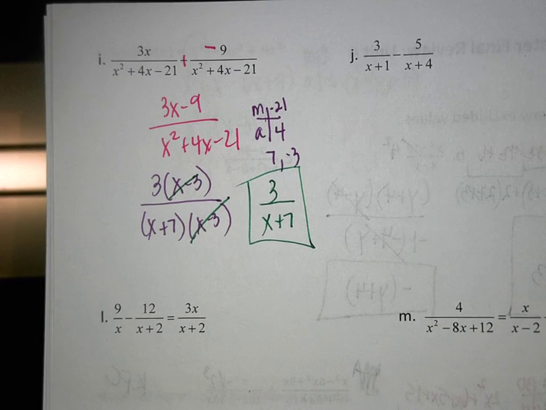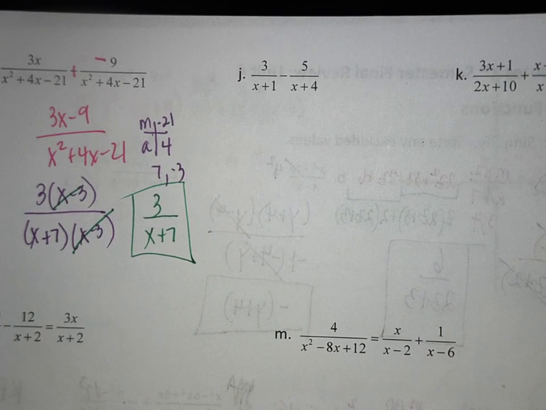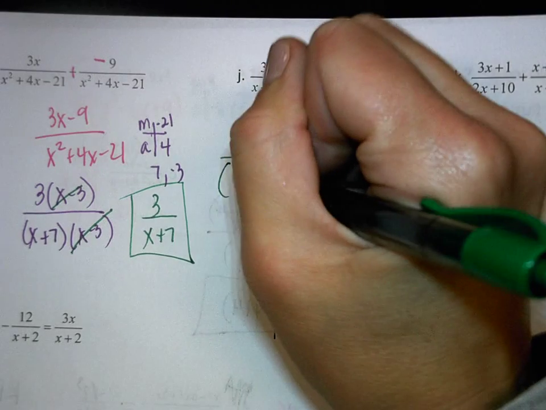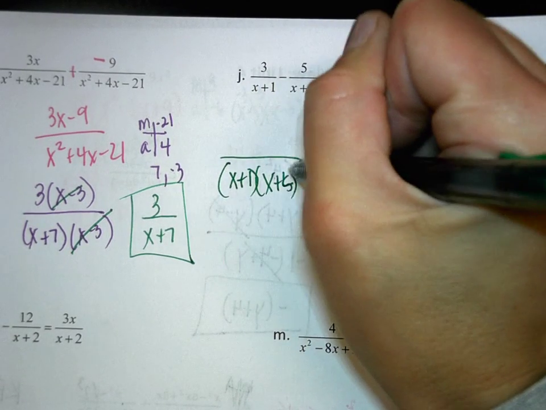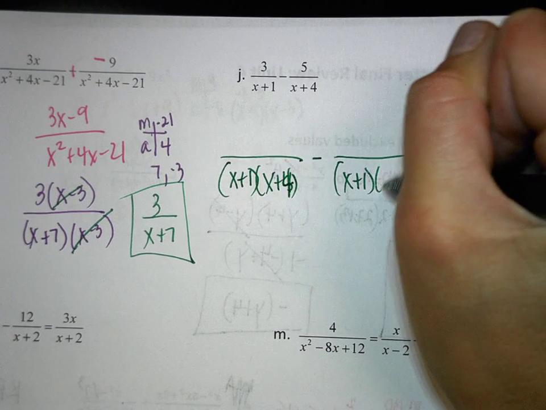Okay, on J, you notice that they are not like denominators. What do you do on that? Good, you have to find the LCD. What would the LCD be on this problem? Good, x plus 1, x plus 4. So we rewrite these with the common denominator, x plus 1, x plus 4. Oops, 4, not 5. X plus 1, x plus 4.